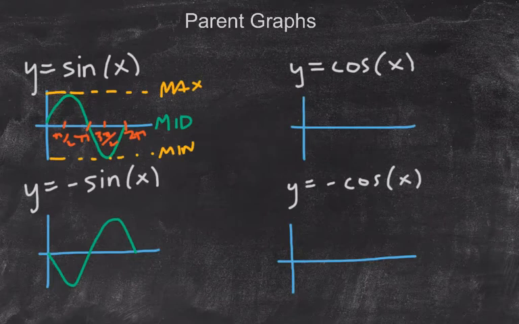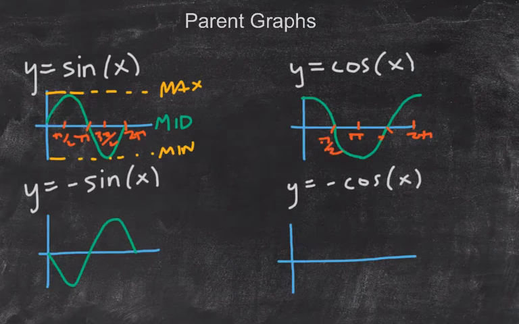Cosine will start at the maximum, hit the midline, the minimum, the midline, and then end at the maximum. So it's going to be at its lowest at pi radians. It's going to end its cycle at 2 pi radians, and it's going to intercept the midline at pi/2 and 3 pi/2.